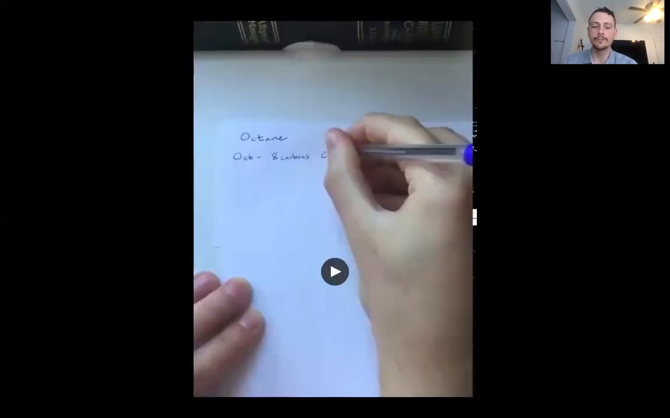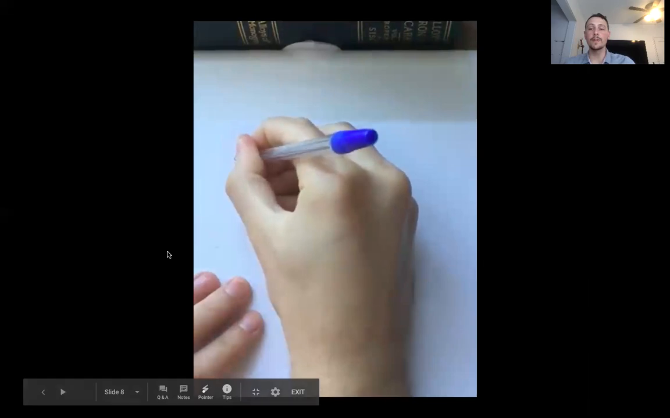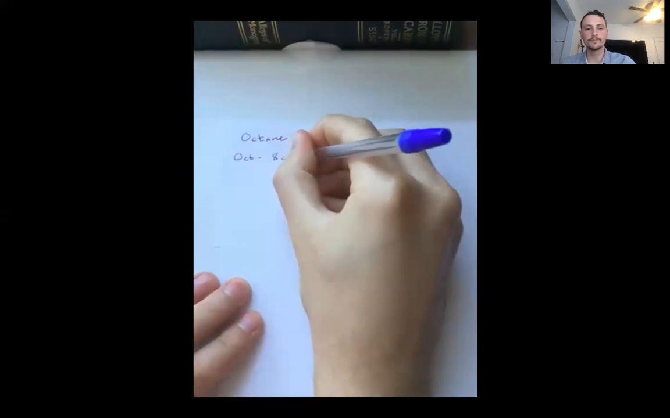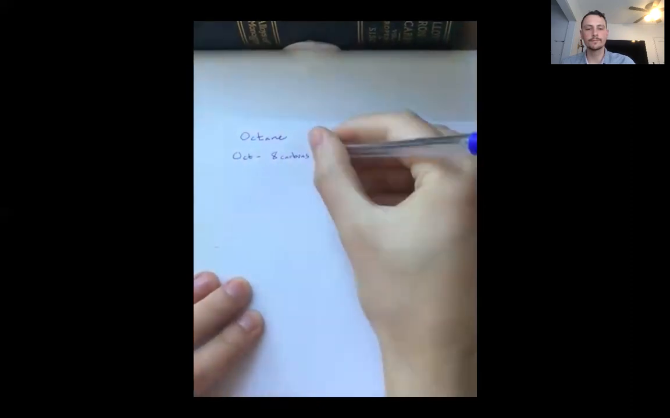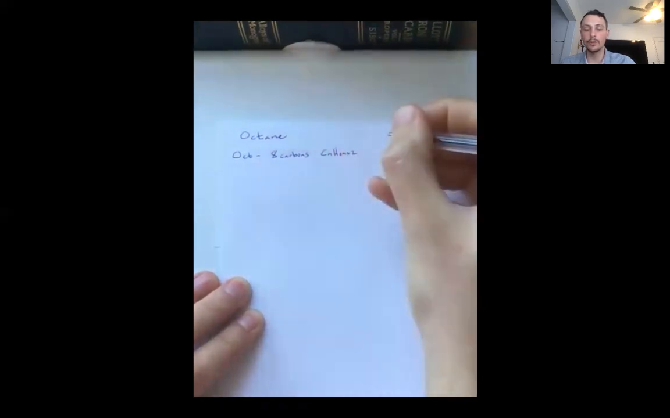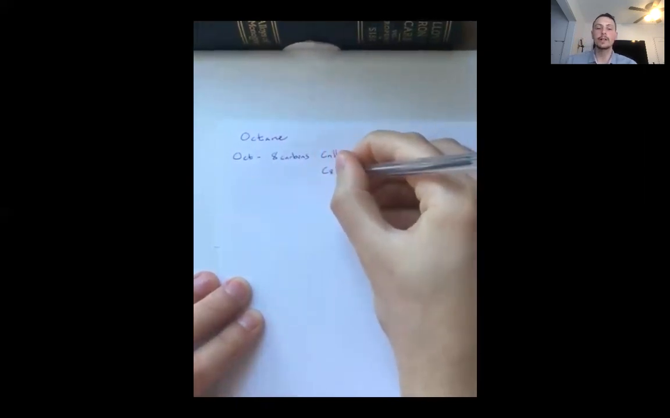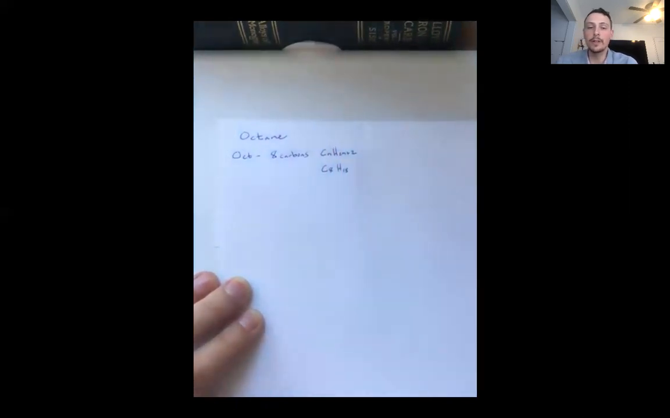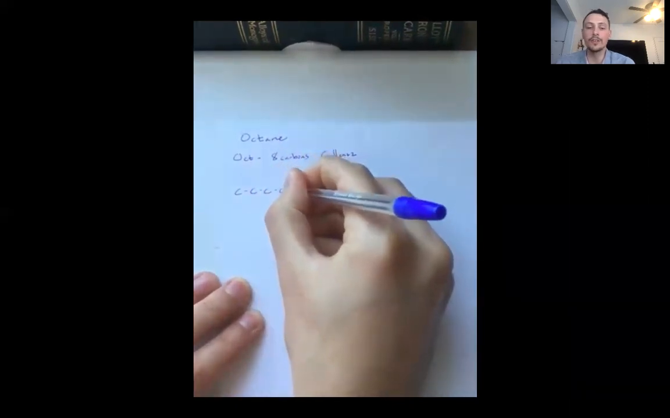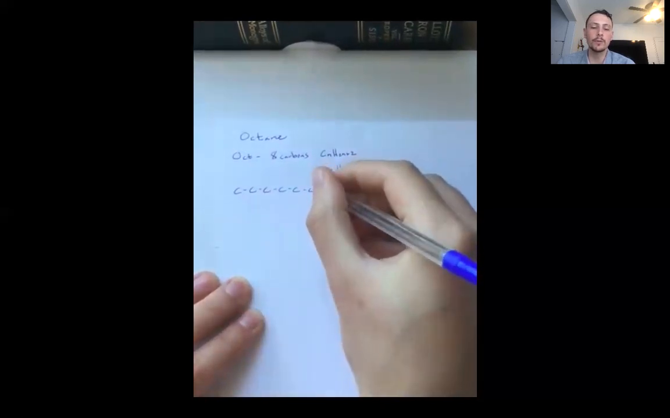Last one is octane. Oct, like an octopus, means 8, right? So we know that we have 8 carbons in this molecule. If we again want to write the molecular formula, we can use a little alkane formula there, and carbon is 8. We have 8 of them. So 2 times 8 is 16, plus 2 more gives us 18 hydrogens. So C8H18 would be our final molecular formula.